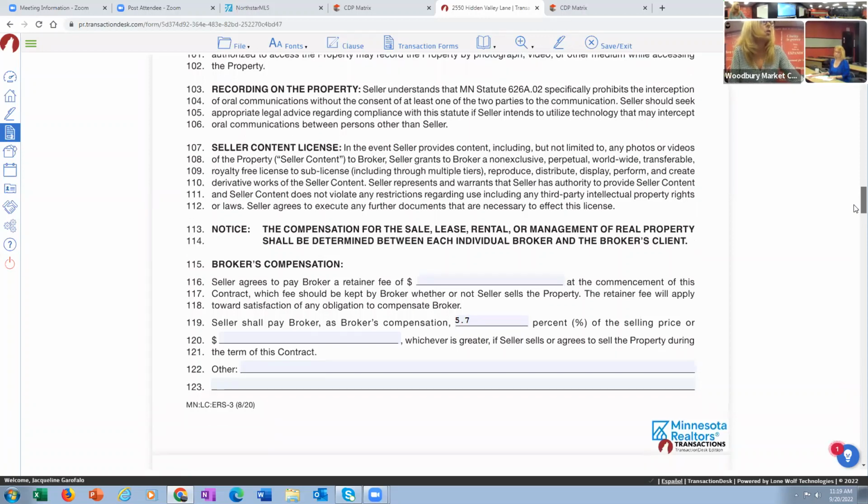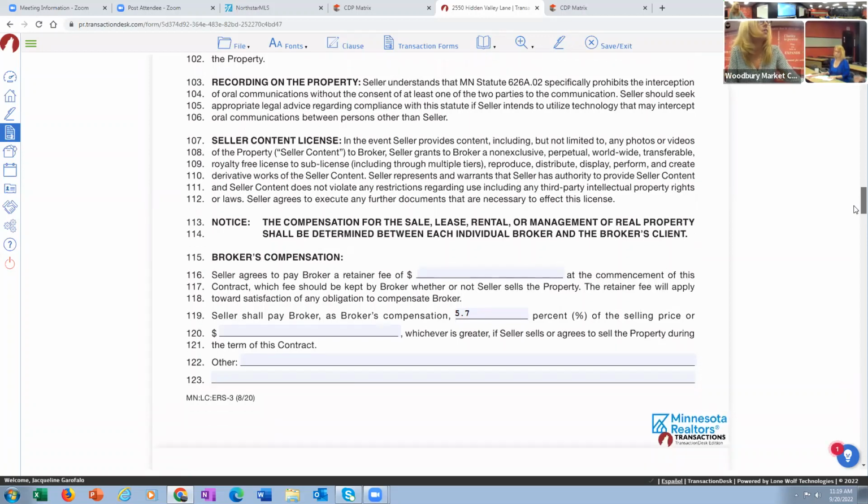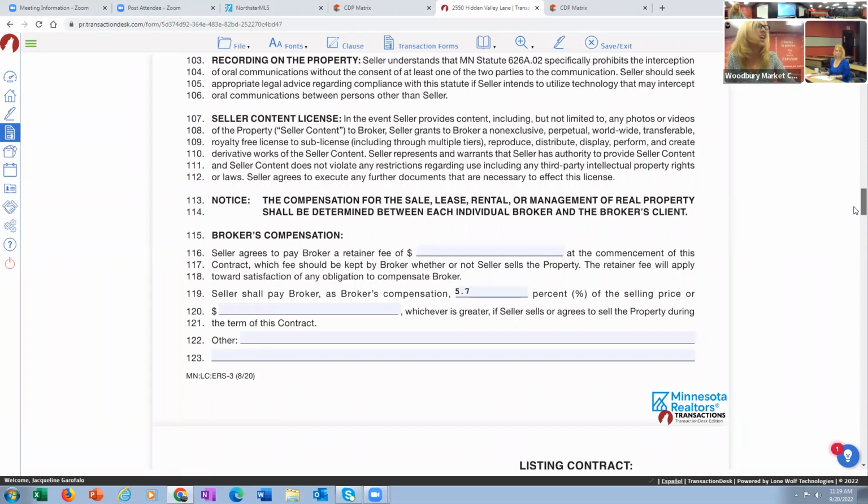We talk about the photos, all that kind of stuff, right? I don't really have to deal with 107 very often, but because the pictures we'll be taking might be reproduced and shared, the seller does not own the pictures, I do, right? So I'll give them to them and share them, but you just have to talk about that.